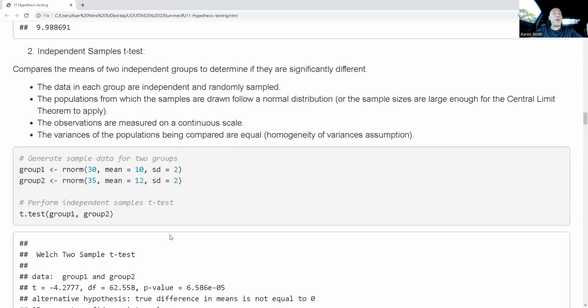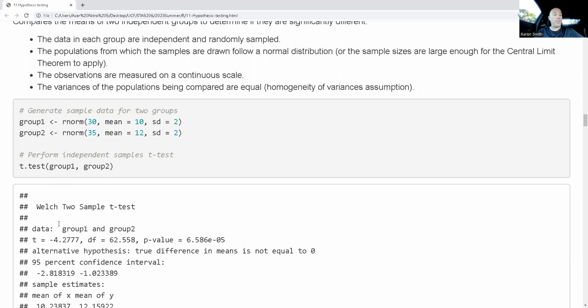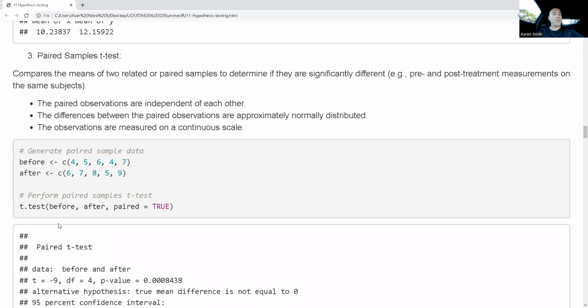Two sample t-test, independent sample t-test, compares two means of two independent groups to determine if they are significantly different. And there's two ways to approach this in terms of variance. There's pooled and unpooled. Paired sample t-test. This compares the mean of two related paired samples to determine if they are significantly different. So kind of like pre and post treatment measurements on the same subject.